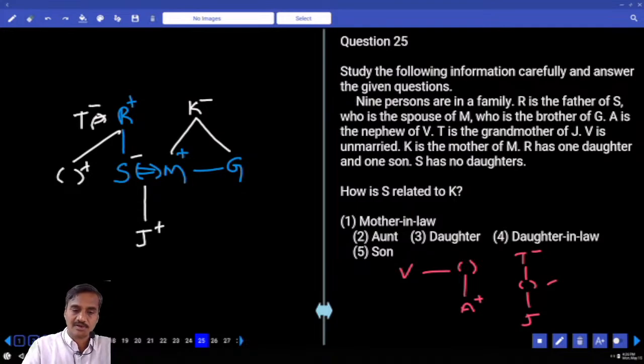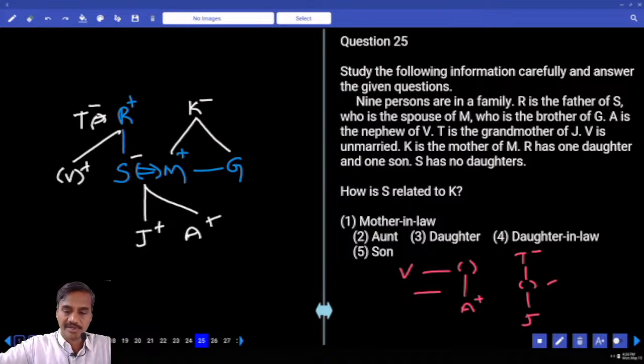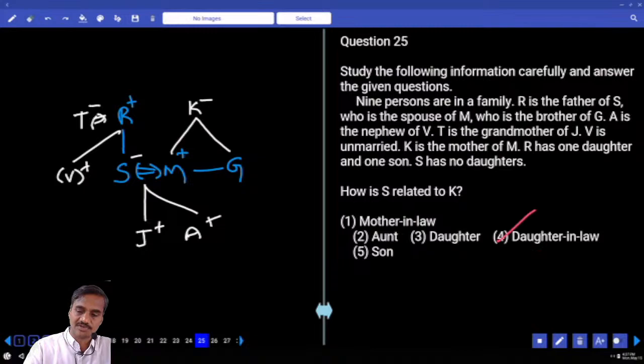And now V and A, we have one more relation here. A is the nephew of V. So many persons are there? 9 persons are there. How is S related to K? K's son's wife. Son's wife is daughter-in-law, choice 4 for question 25.